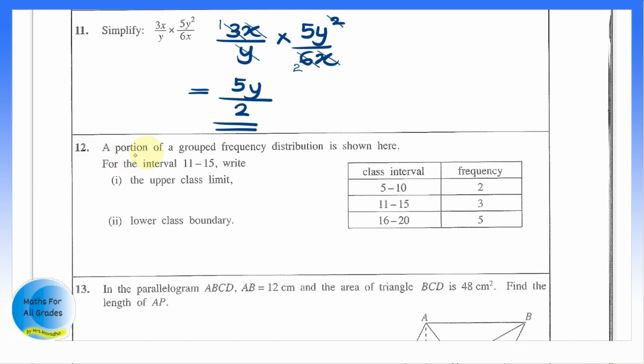Question number 12. A portion of a grouped frequency distribution is shown here. You can see there are class intervals and frequencies. For the interval 11 to 15, write the upper class limit. 11 to 15, so the upper class limit is 15. Lower class boundary: we need to add 10 and 11, then divide by 2. 10 plus 11 equals 21. 21 divided by 2 equals 10.5.